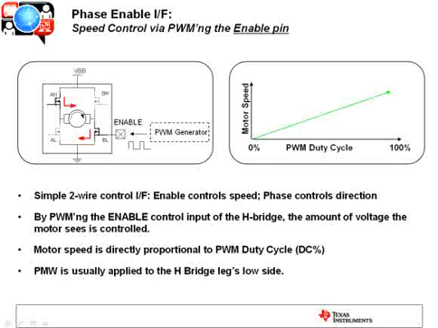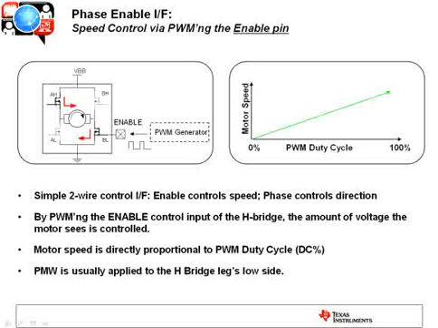If we look at that phase enable interface, there's 2 different ways to control it. Same exact interface, but 2 different ways you can configure or control it. The first is by PWMing the enable pin. So the phase enable, simple 2-wire control interface. One is the enable pin, one is the phase. The enable controls the speed, and the phase controls the direction.